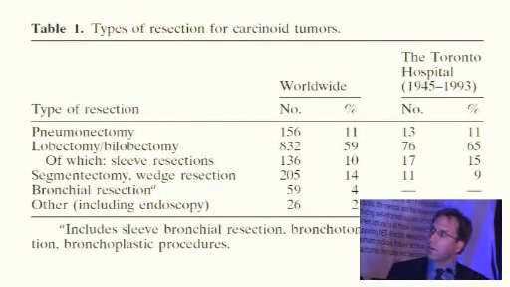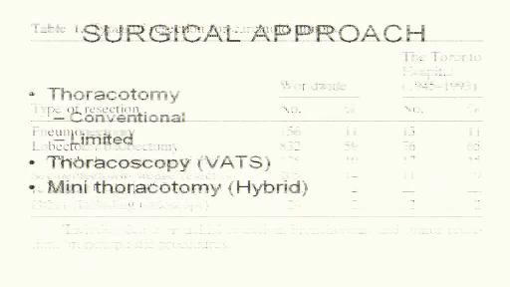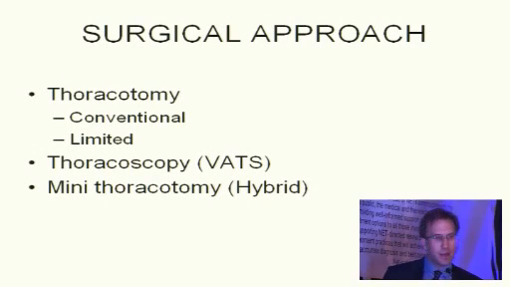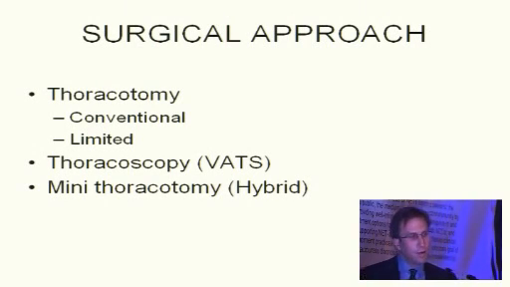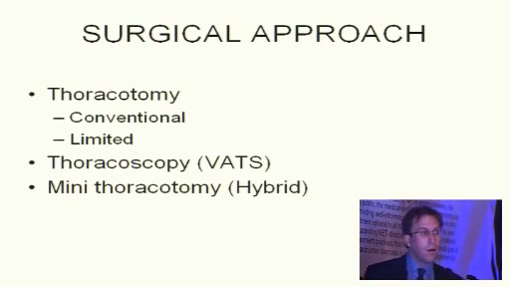And this is the Toronto experience. They have about 11% pneumonectomy. Lobectomy was about 65-70%. And you also have segmentectomy and wedge, about 10%. So surgery can be done classically by a thoracotomy, either a conventional thoracotomy or a more limited thoracotomy. It can be done by thoracoscopy, VATS, which means video-assisted thoracoscopic surgery, or in a hybrid fashion, a mini thoracotomy with a telescope.